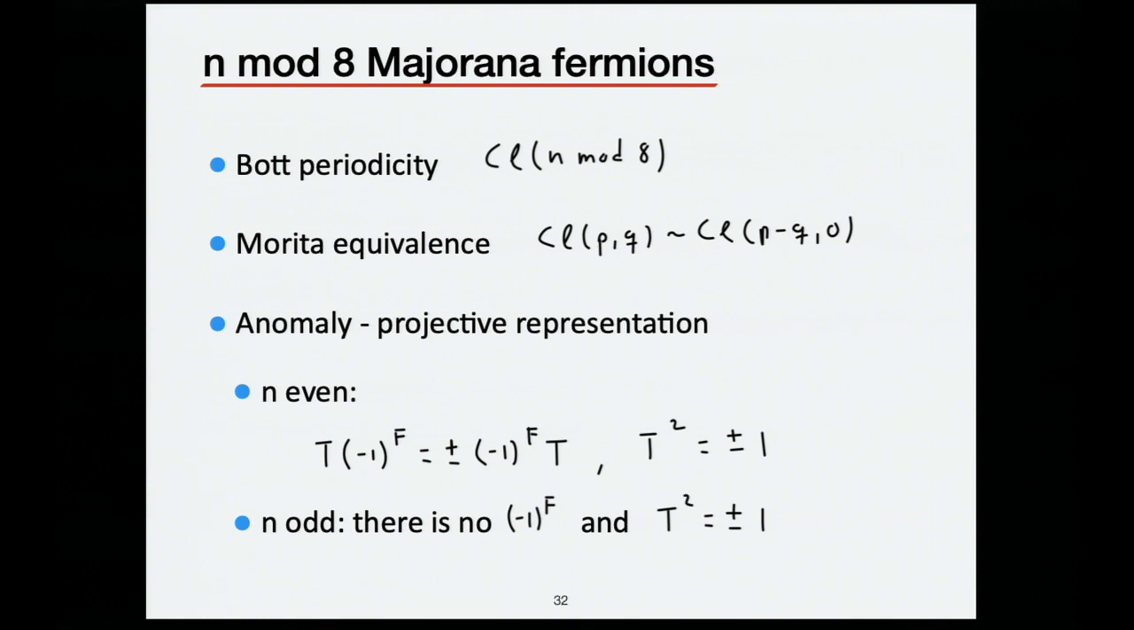And that's for n even. For n odd it's even worse, because there is no grading, so there is no (-1)^F on the boundary, and in addition, T grows and squares to minus one. So there's a bunch of anomalies on the boundary that get cancelled by the bulk SPT. But this tells us that there have to be n fermions if you have n positive maybe k.